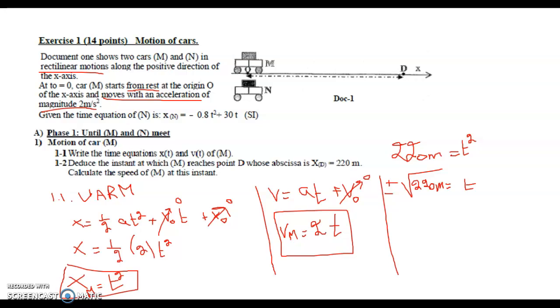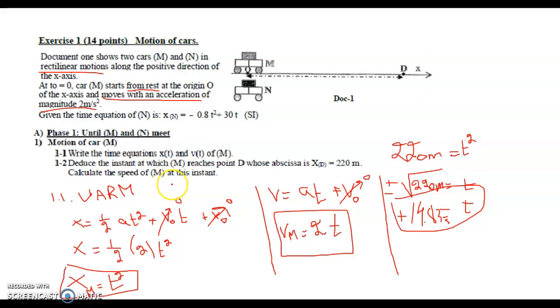Using your calculator, you have it equal to 14.83 seconds. T is equal to, of course you choose the positive value, 14.83 seconds, as long as all the units are in SI units.